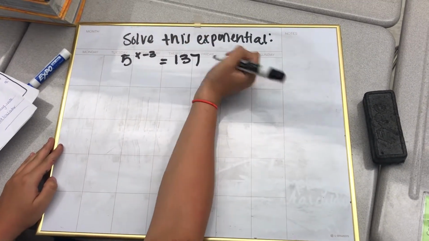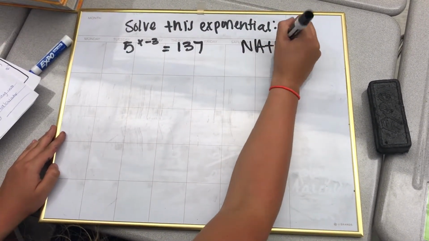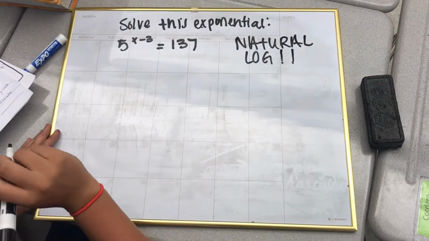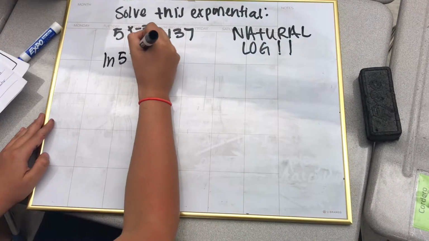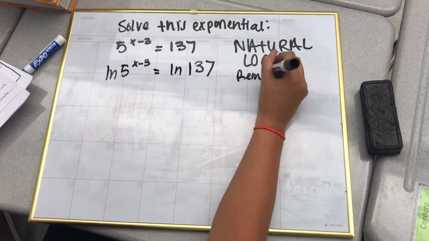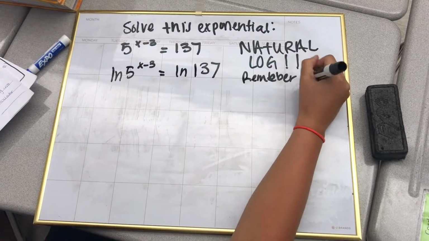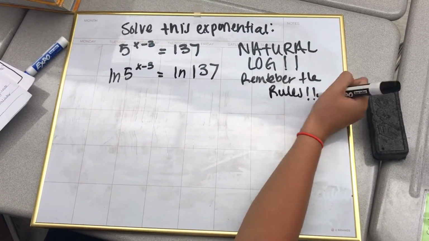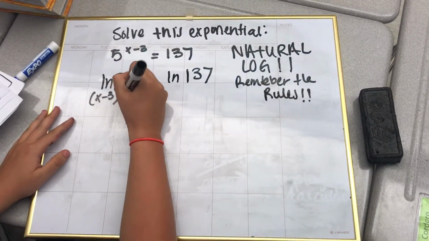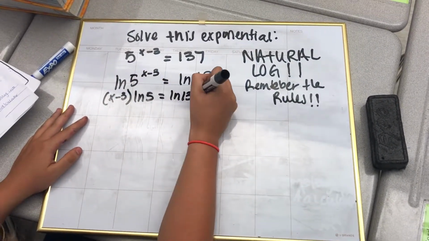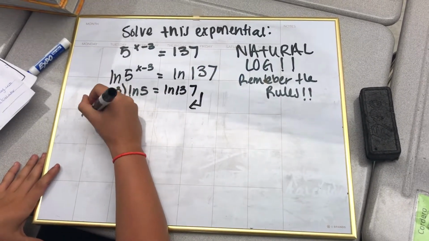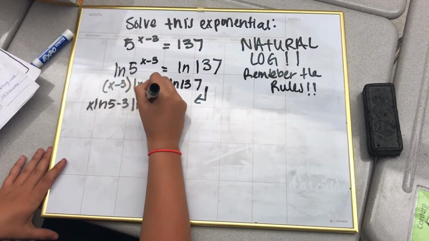This is a second example of an exponential: 5 to the power of x minus 3 equals 137. To answer this question, you would also use a natural log. So you put ln on both sides of the equation. From this point, you can use the power rule. If you use the power rule, you bring x minus 3 into the front of the equation. And then after that, you must distribute the x minus 3.